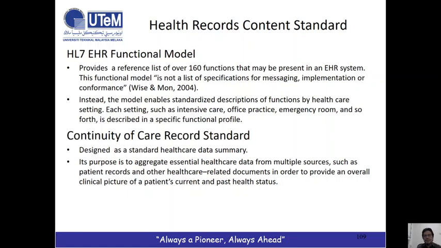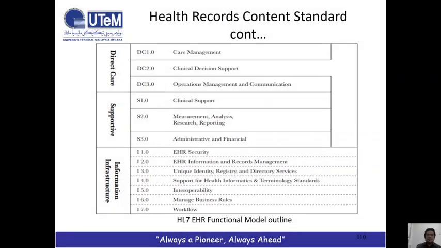Very easy. The purpose is to get the complete data and standard contents of a medical record. Okay, health record content standard example. So, the HL7 EHR functional model online. So this is an example.